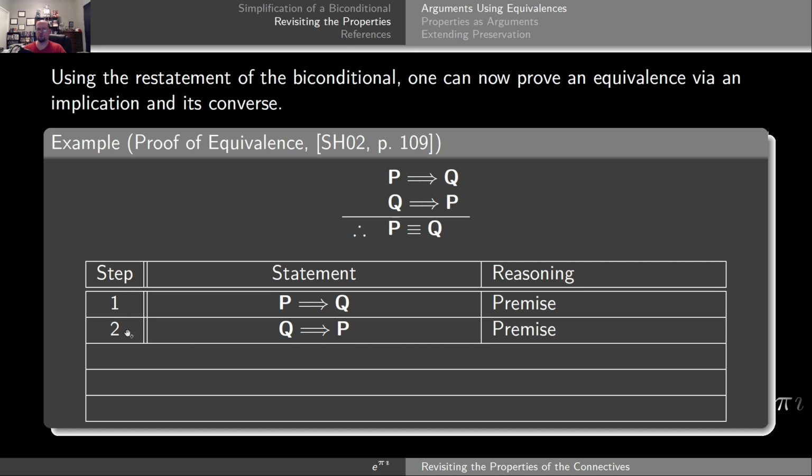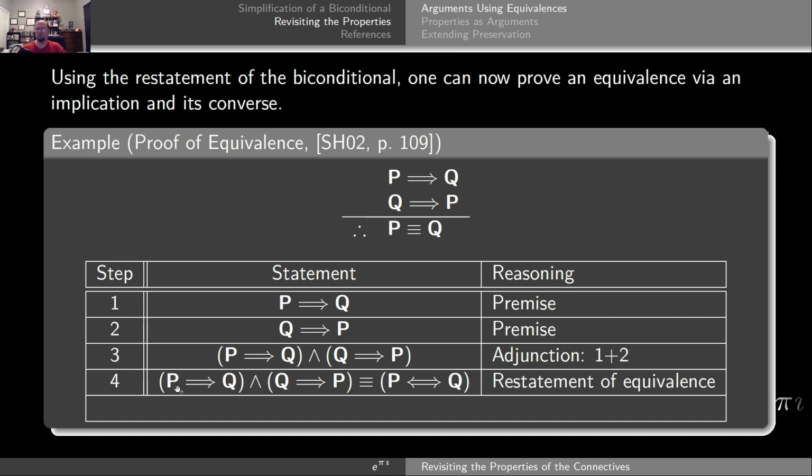Using adjunction with steps 1 and 2, I now get that P implies Q conjunction Q implies P happens to be true. This is where I'm going to pull one of the properties of the connective, something I've proven previously and now use as a step here, which is that P implies Q conjunction Q implies P is equivalent to P if and only if Q. I now use modus ponens with steps 3 and 4, which gives me that P if and only if Q happens to be true, concluding my proof.